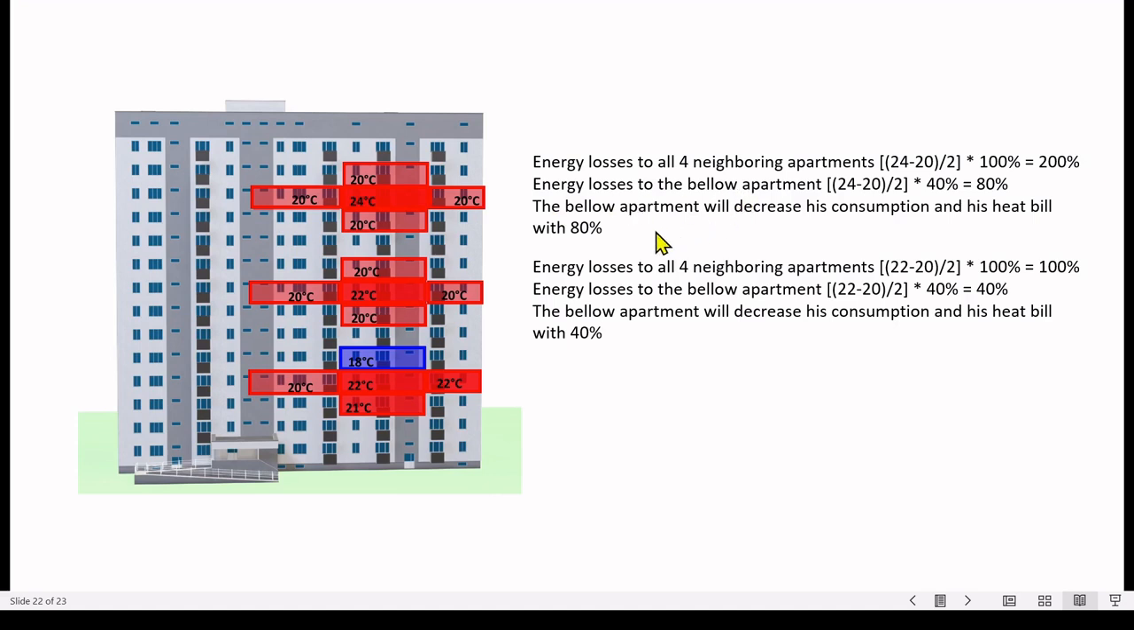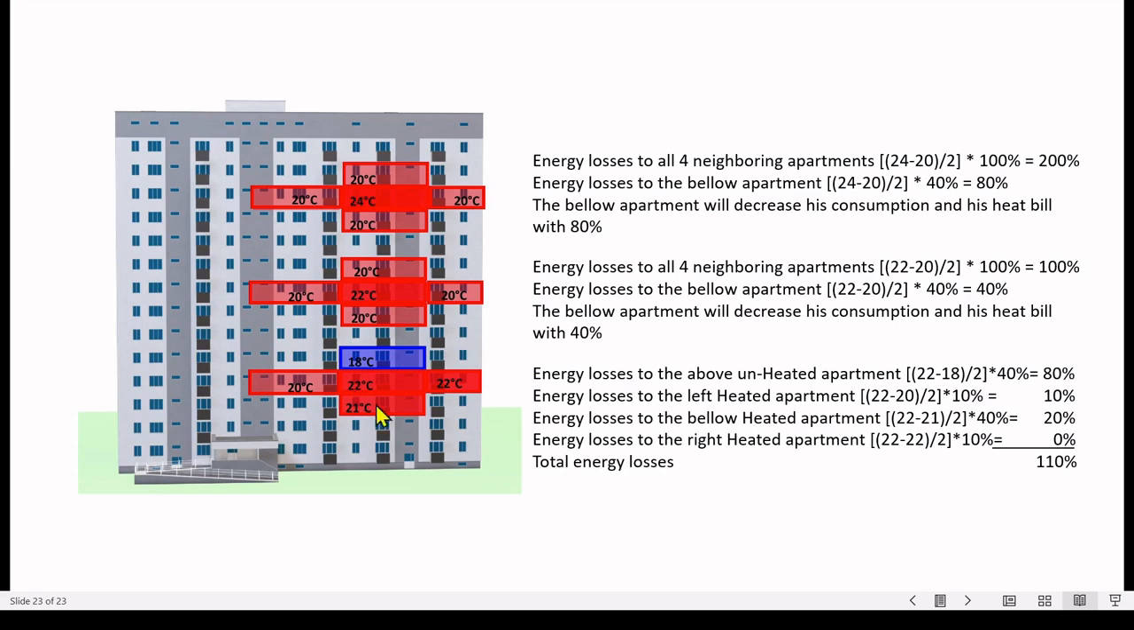Because as a principle of conservation of energy, what an apartment consumes in plus becomes the minus for the other apartment. So the plus of bill for this one is the minus of bill for the other one.